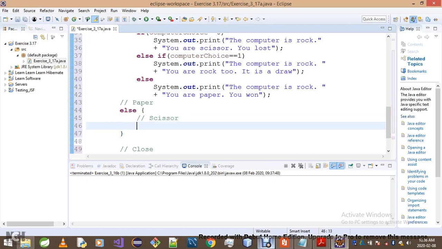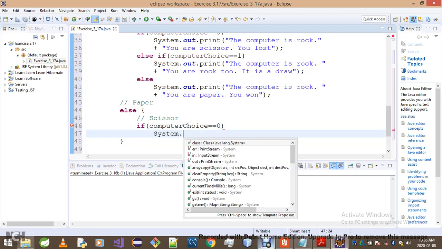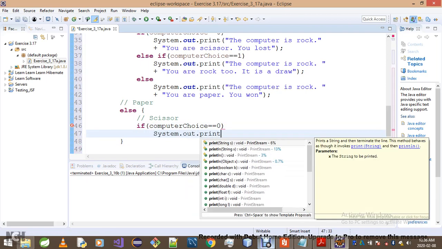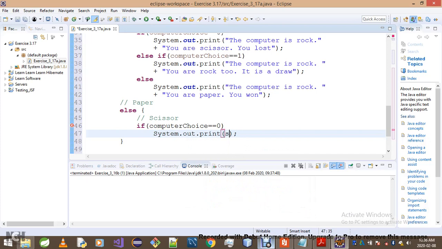This is the case where a computer decides to generate computer choice is Caesar, which corresponds to zero. What we'll do in that case, we'll go system.out.print. The computer is Caesar.